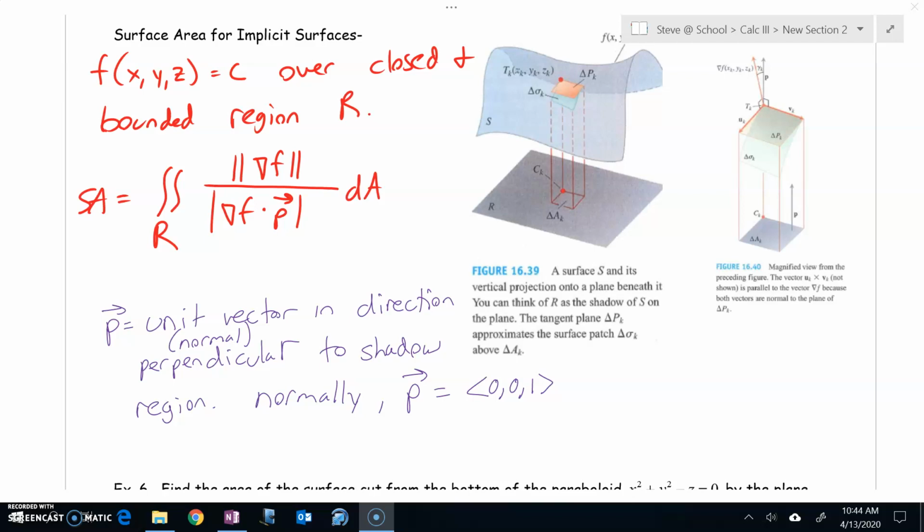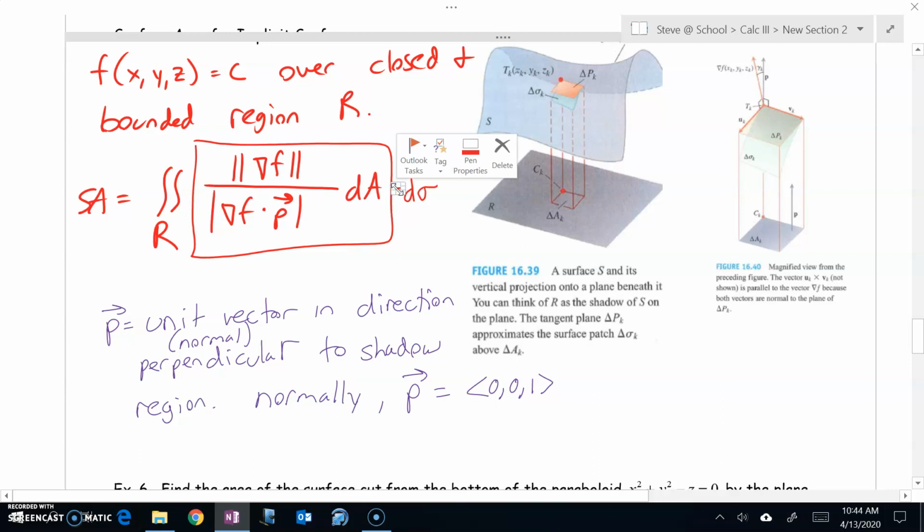Now, what this p-vector is generally going to be is 0, 0, 1, because the p-vector is a unit vector in the direction that is normal to the shadow region. So most of the time we make the shadow region the xy plane, and therefore everything that's perpendicular to the xy plane would be the z direction, or the k direction if we're talking about the vector. So normally we're going to use 0, 0, 1 for the vector. By the way, this whole expression is also considered d sigma. It's another way to write d sigma.